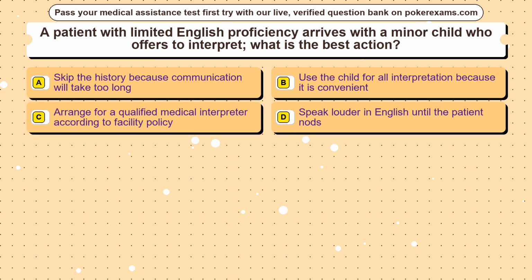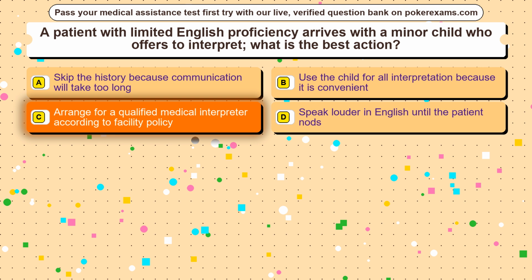Question 56. A patient with limited English proficiency arrives with a minor child who offers to interpret. What is the best action? Option A, skip the history because communication will take too long. Option B, use the child for all interpretation because it is convenient. Option C, arrange for a qualified medical interpreter according to facility policy. Option D, speak louder in English until the patient nods.